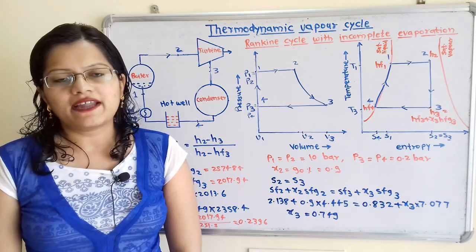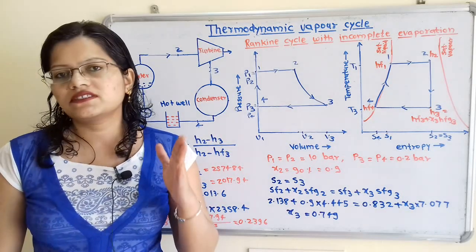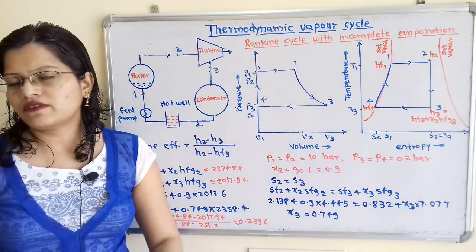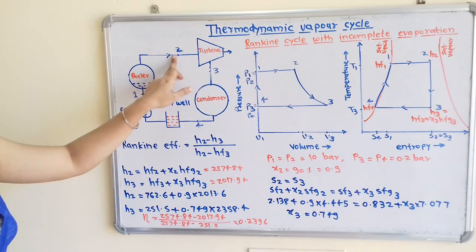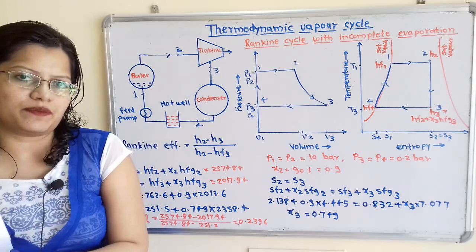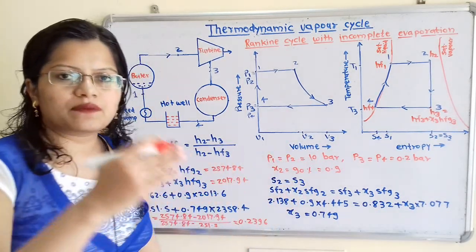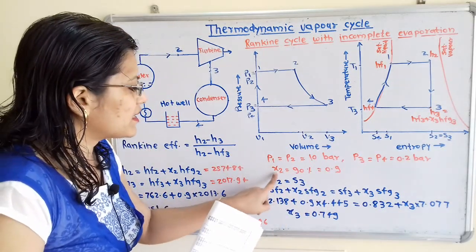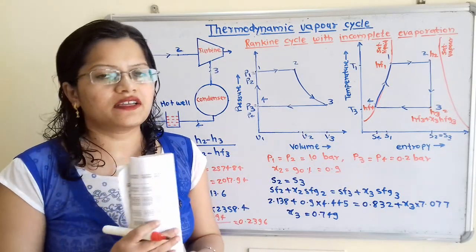Now it is also given that initially the dryness fraction of steam is 90%. What is the meaning? Initially steam is at 90% dryness fraction. That means when the saturated water is getting converted into steam, at point 2, the dryness fraction is equal to 90%. So we can say that X2 is equal to 90%, that is 90 divided by 100, which is equal to 0.9. So we have to take the X2 value as 0.9, and we have to find out the Rankine efficiency.